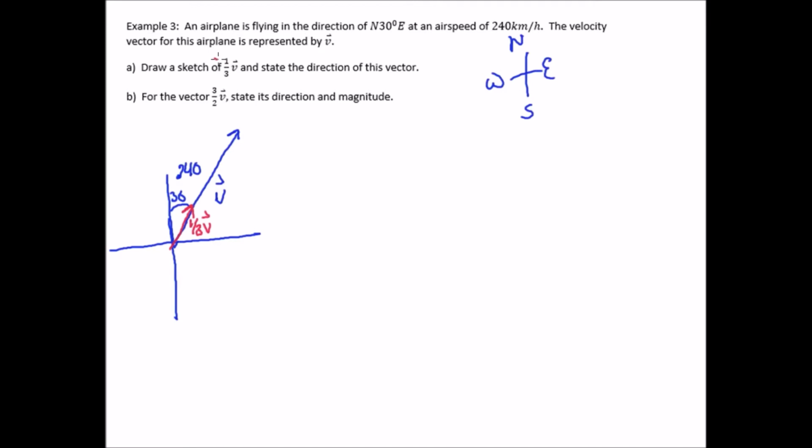And what I'm actually going to do is I'm going to extend this. Let's do negative 1/3 v. So of course, drawing the opposite vector, like this is right here, negative 1/3 vector v. Okay, that part's easy, but the direction is a little bit more difficult. So we know that this is 30 degrees here. So let's say negative 1/3 of v, the direction of negative 1/3 v is going to be south 30 degrees west.